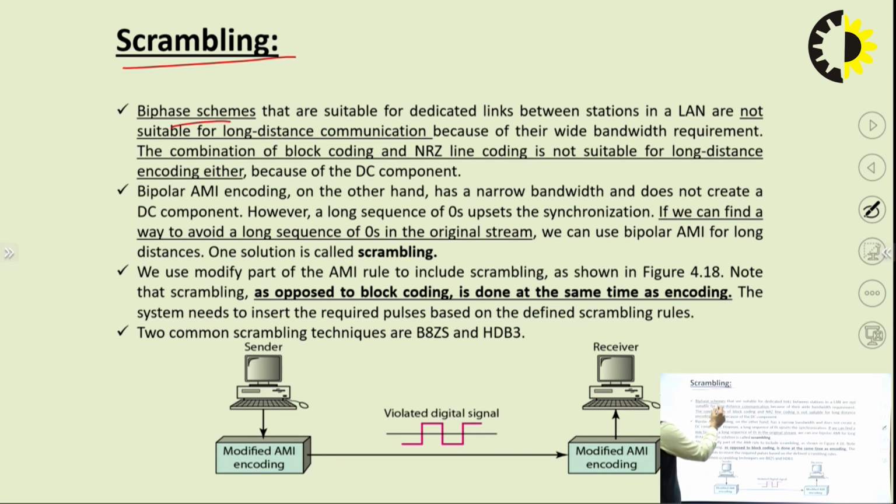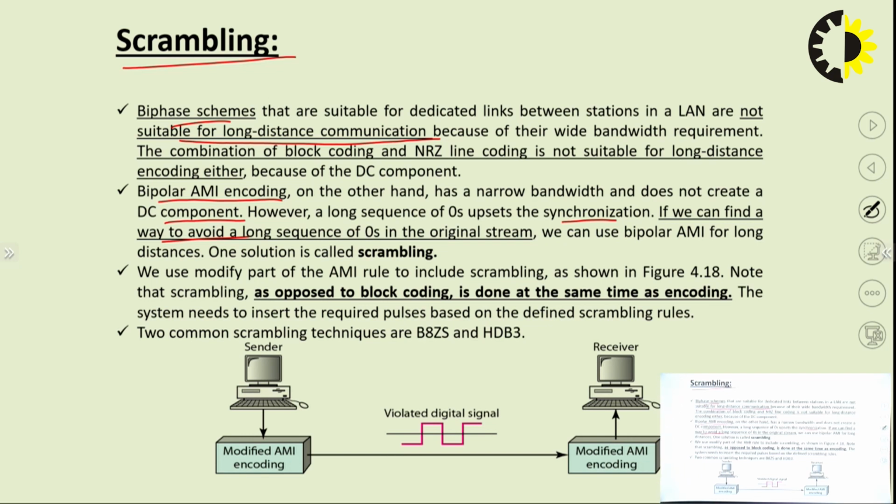Scrambling is very suitable for long distance communication because of the wide bandwidth requirement of other schemes. Now this bipolar AMI encoding has narrow bandwidth and does not create a DC component. However, a long sequence of zeros upsets the synchronization. If we can find a way to avoid a long sequence of 0s in the original sequence, we can use bipolar AMI for long distances.